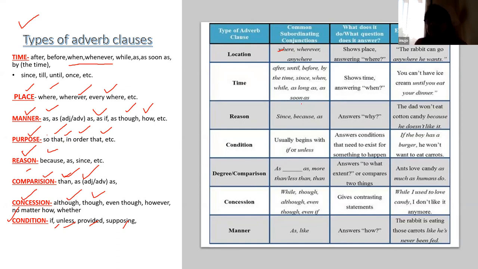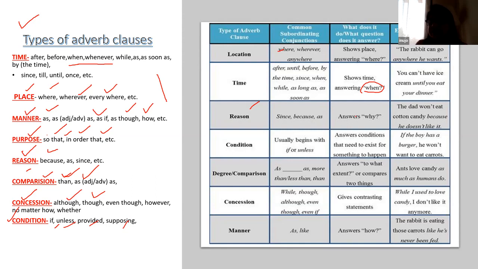Similarly, for time, these are the subordinating conjunctions we use. And what is the question that you can ask? You can ask when. Okay, you can have ice cream or you can have a chocolate when you have finished your homework. So when can you eat chocolate? After your homework is finished. Okay. Similarly, adverb of reason. Okay, reason will be since, because, as. It's a similar one to what you saw in the table, but this is more clear and easy to understand. Similarly, for condition, normally you start with if or unless.